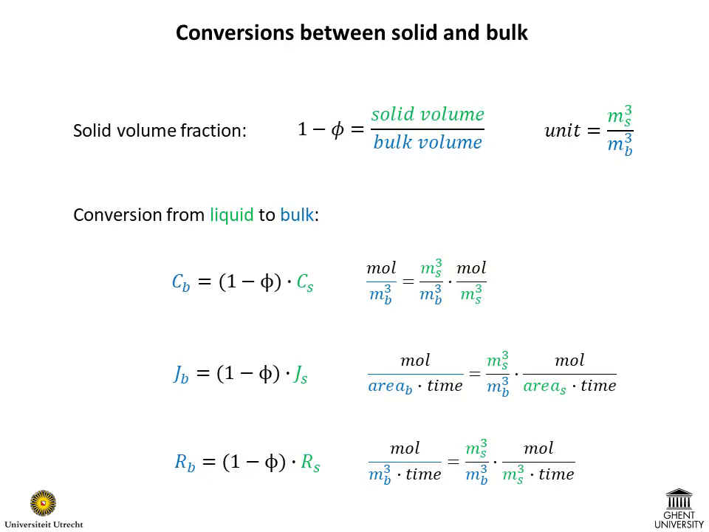Similar analysis can be performed for the solid substances. Specifically, we know that 1 minus porosity corresponds to the volume fraction of the solids in the bulk sediment. Therefore, we need to multiply the concentrations, fluxes, and rates of solids by 1 minus porosity to convert them from the units per volume or area of solid to the units per volume or area of the bulk.